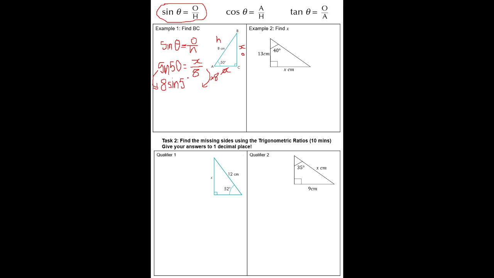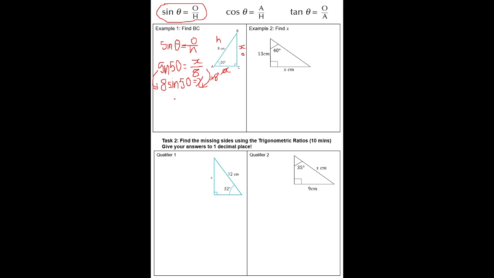8 sine 50 equals x. So substitute in, then balance, and then you should be able to solve. Now on my calculator, you will need your calculator for these, so don't think that you can solve it. So I'm going to write 8 sine 50.